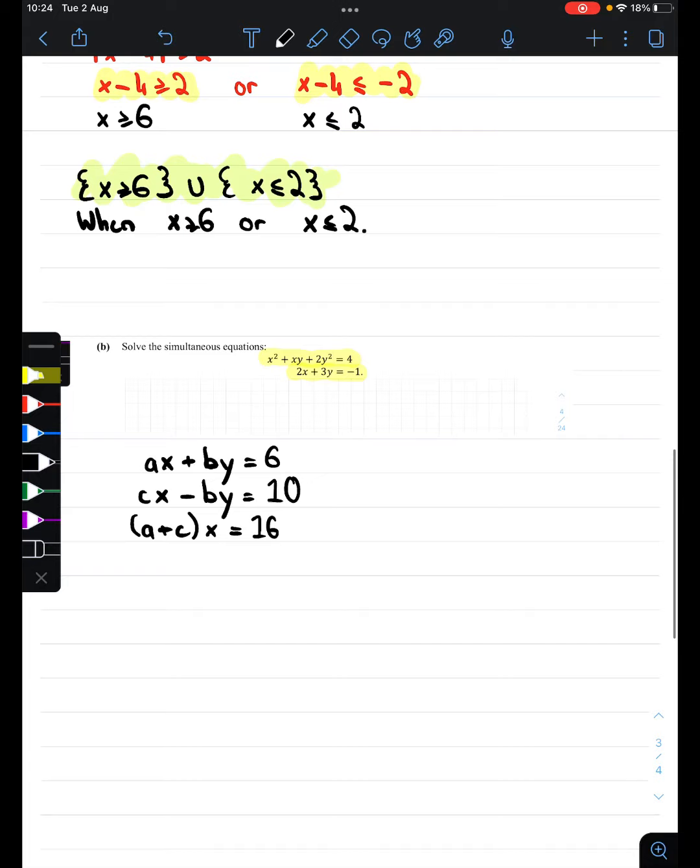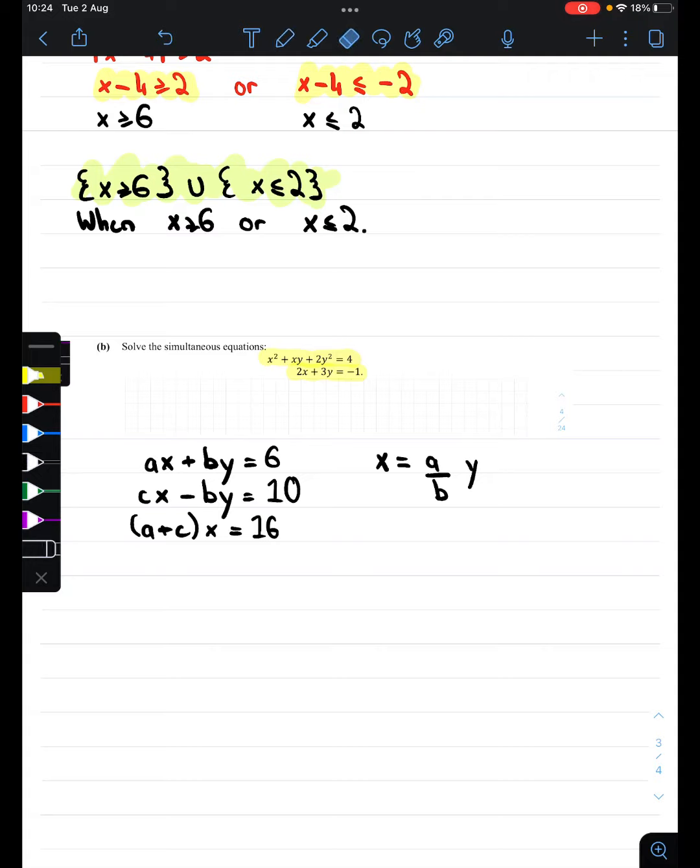Or the other way of doing it, which amounts to pretty much the same thing, is to write x in terms of y. So let's just say a over b times y, and then insert this value of x into your other equation, and then you're going to have an equation that's just in terms of y, and then you can solve it.